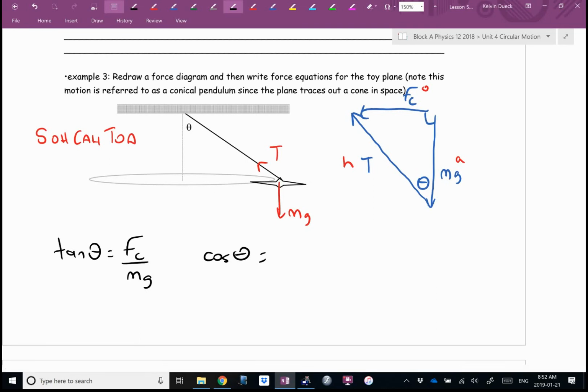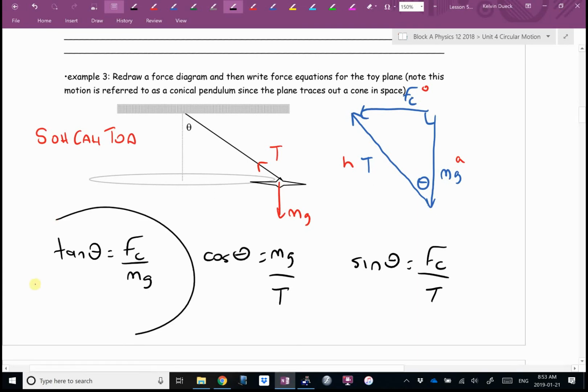What's the cosine equation that pops out of here? What over what? James? Good. And what's the sine equation that pops out of here? Fc over tension. And depending on what they give me, I'll use whichever one of these. Usually, I know the mass and g, and so usually I'm using that one, but not always. Certainly, you could use this to find the tension if you knew the mass.